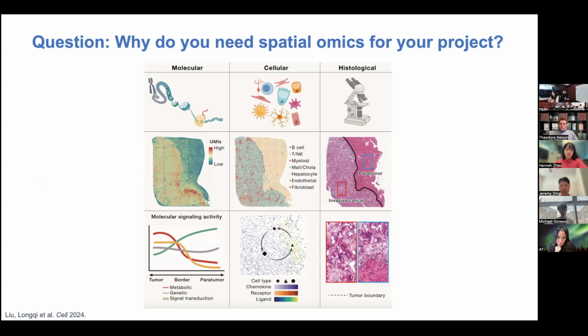So I want to pause here and ask, how many of you have run or are considering running spatial? One, two, three. And for you guys, why did you get interested in or need spatial omics for your own projects?